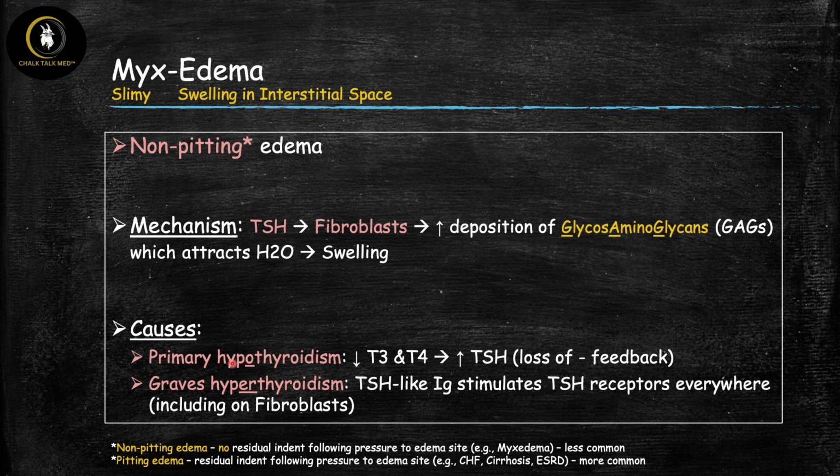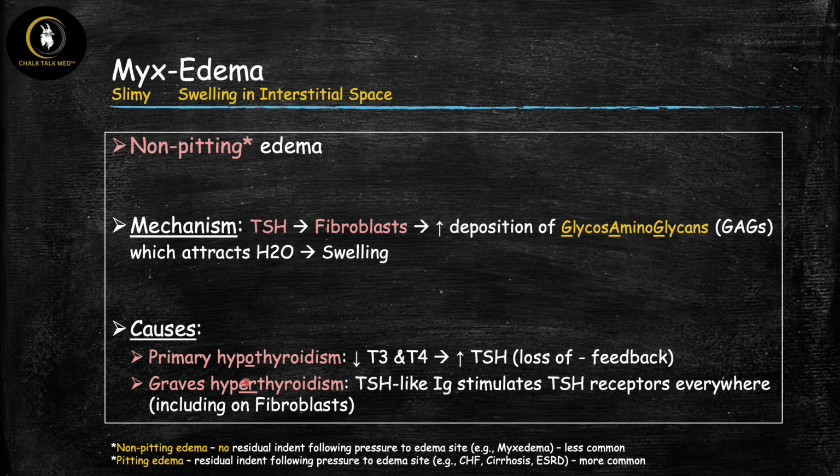Now, if you had a primary hyperthyroidism, then your T3 and T4 would be elevated, and therefore your TSH would be low, so you would not expect myxedema in a primary hyperthyroidism, and that is in fact the case. The one exception is Graves' disease.